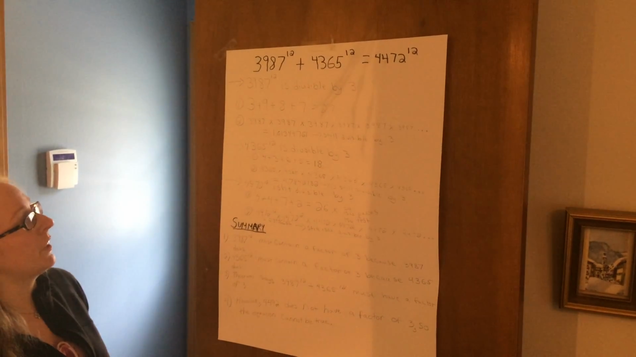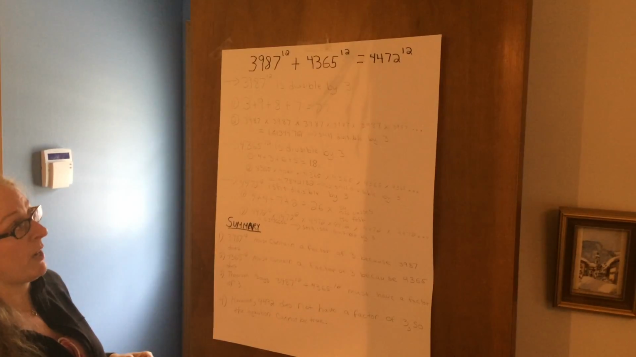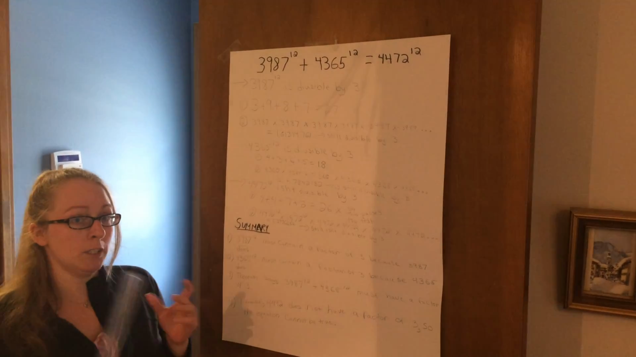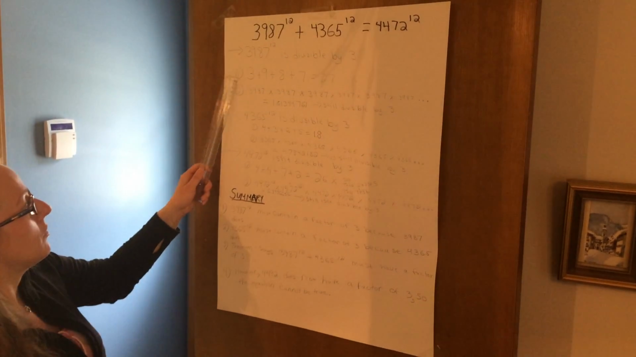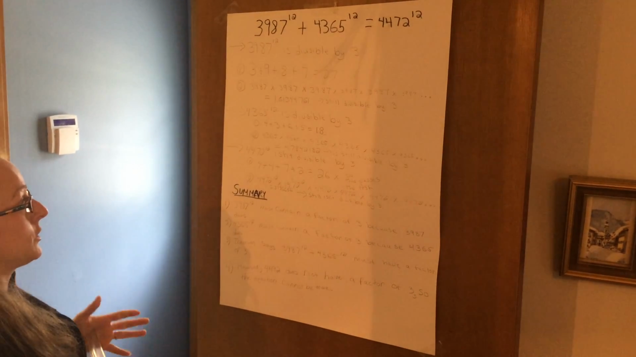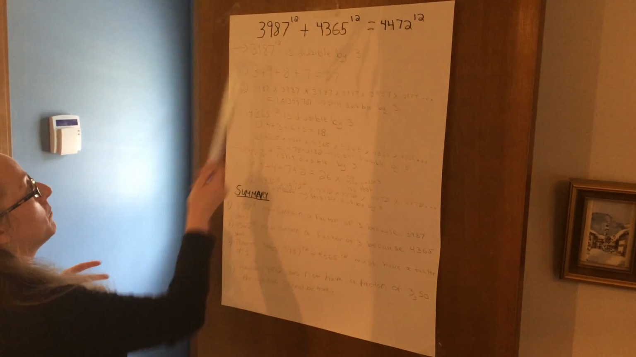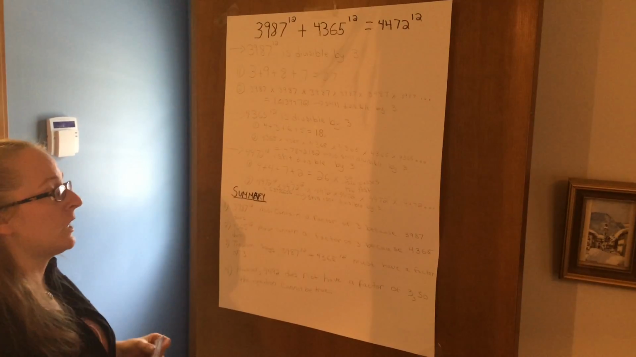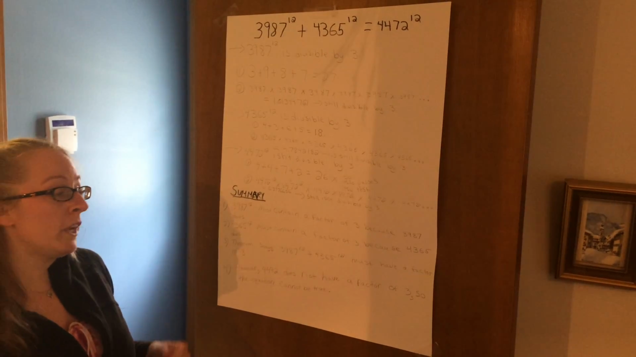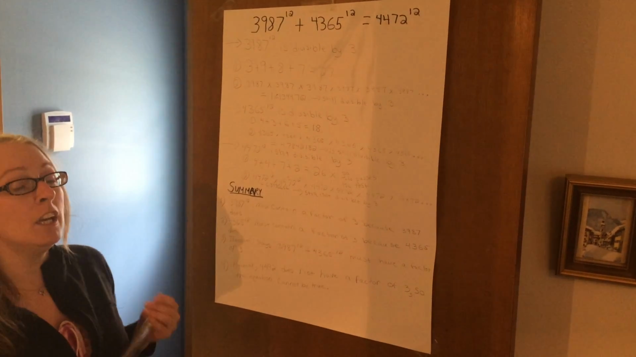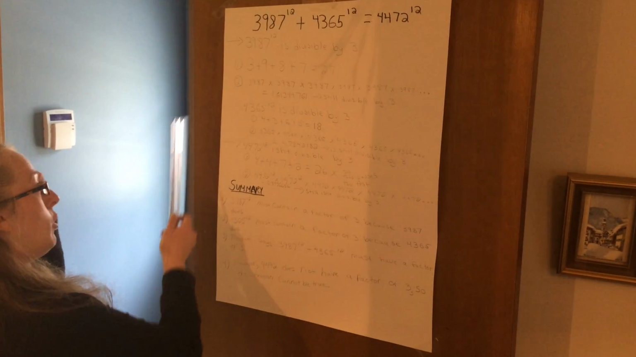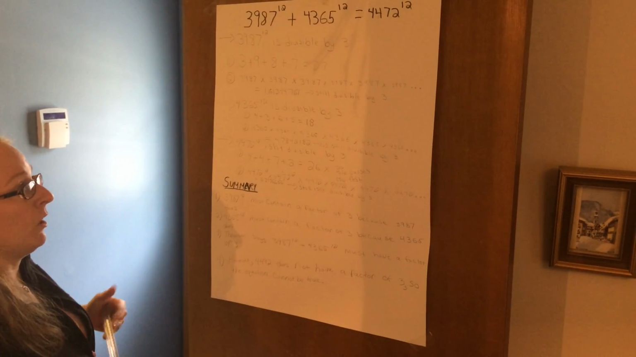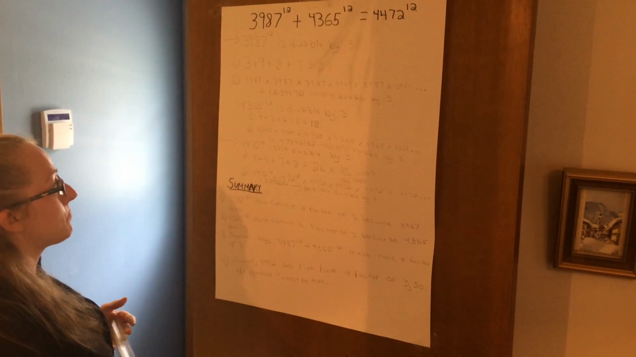For starters, we need to look at 3,987 to the power of 12, which we know is divisible by 3. We need to prove this though. So the first step is to add these digits together. We've got 3 plus 9 plus 8 plus 7 equals 27. We know that 3 times 9 equals 27. So this proves our fact that 3,987 to the power of 12 is divisible by 3.